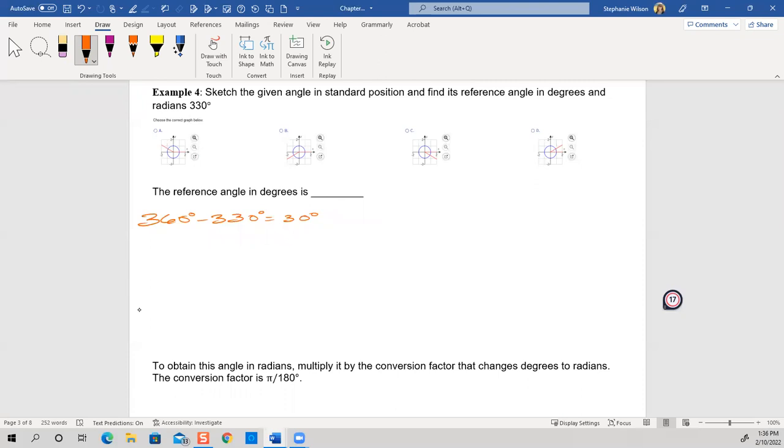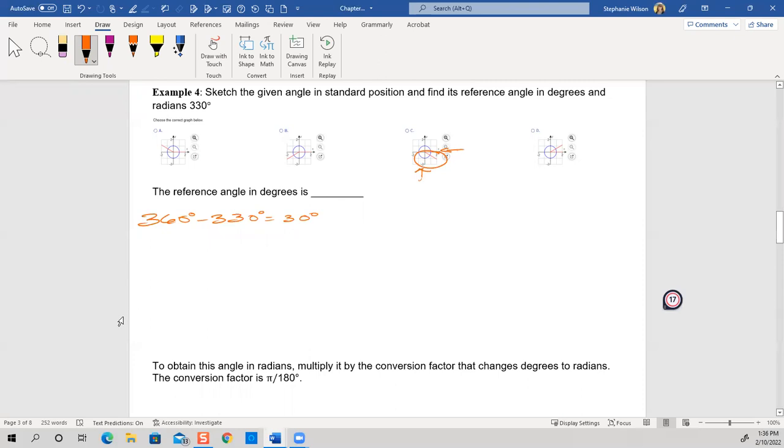So I'm going to go find my 330 degrees. Well, we know that it's going to be in the fourth quadrant because 270 is right here and 360 is right here. So it's got to be this one. So C is the correct answer.